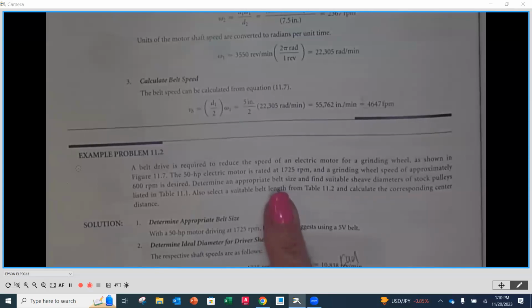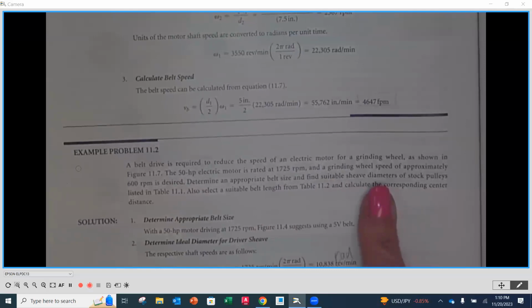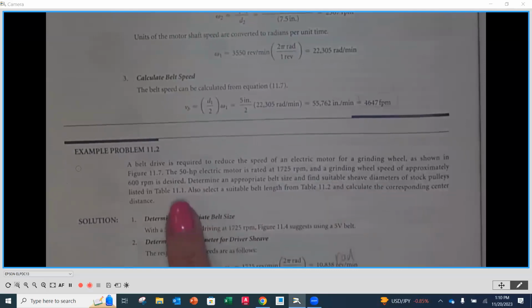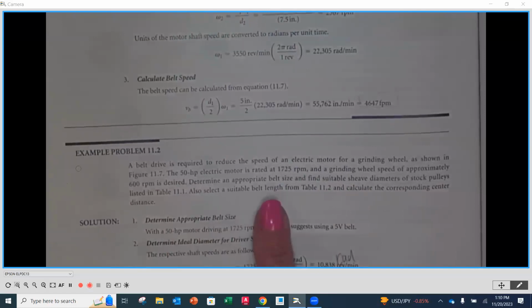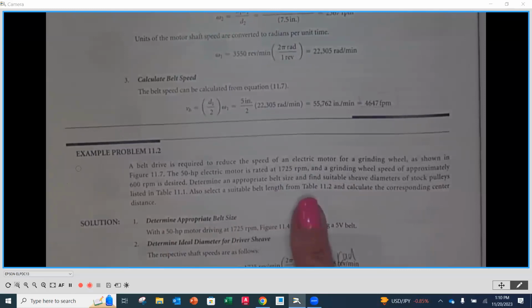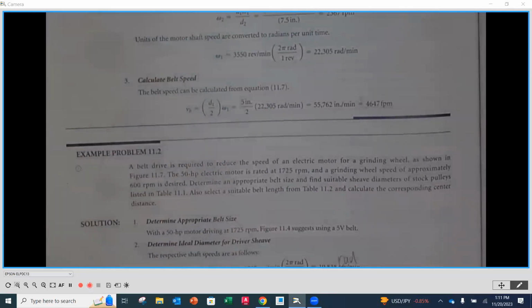And what they want us to do in this problem is determine an appropriate belt size, find suitable sheave diameters of stock pulleys, and then they tell us from table 11.1, which we saw earlier, and also select a suitable belt length from table 11.2 and calculate the corresponding center distance. So this one's a little bit longer. You'll notice there are more steps, but we want to approach it that very same way.